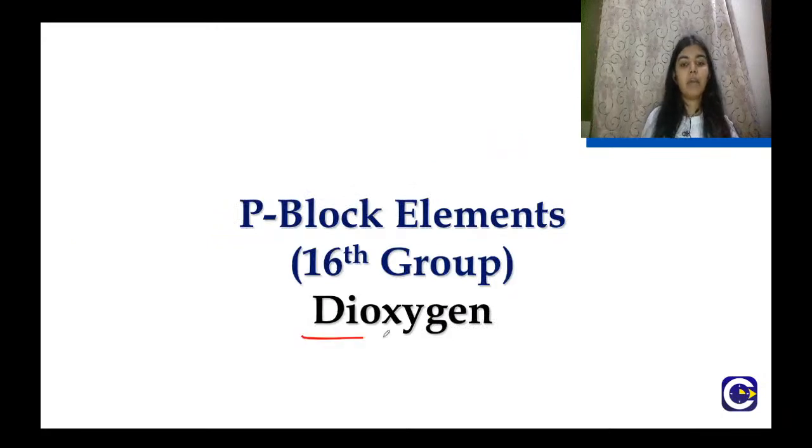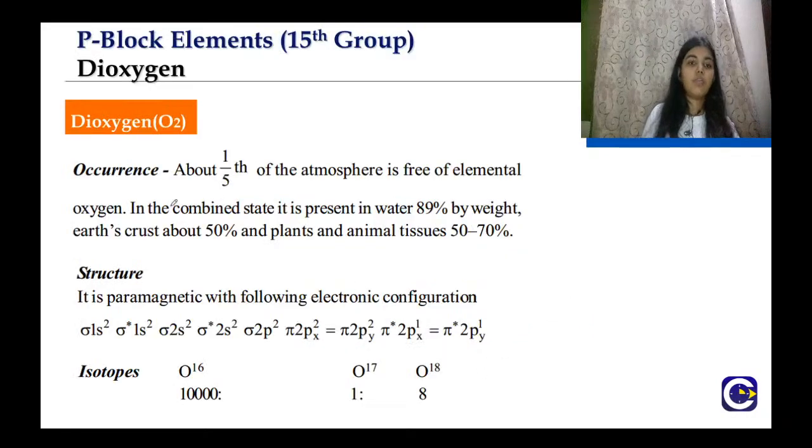Now we will study about dioxygen. What is dioxygen? Basically O2, right? So occurrence, if you see, of dioxygen: about 1/5 of the atmosphere is free elemental oxygen. Here if you see that O2 comprises of how much percentage? Approximately 21% of the atmosphere, right?